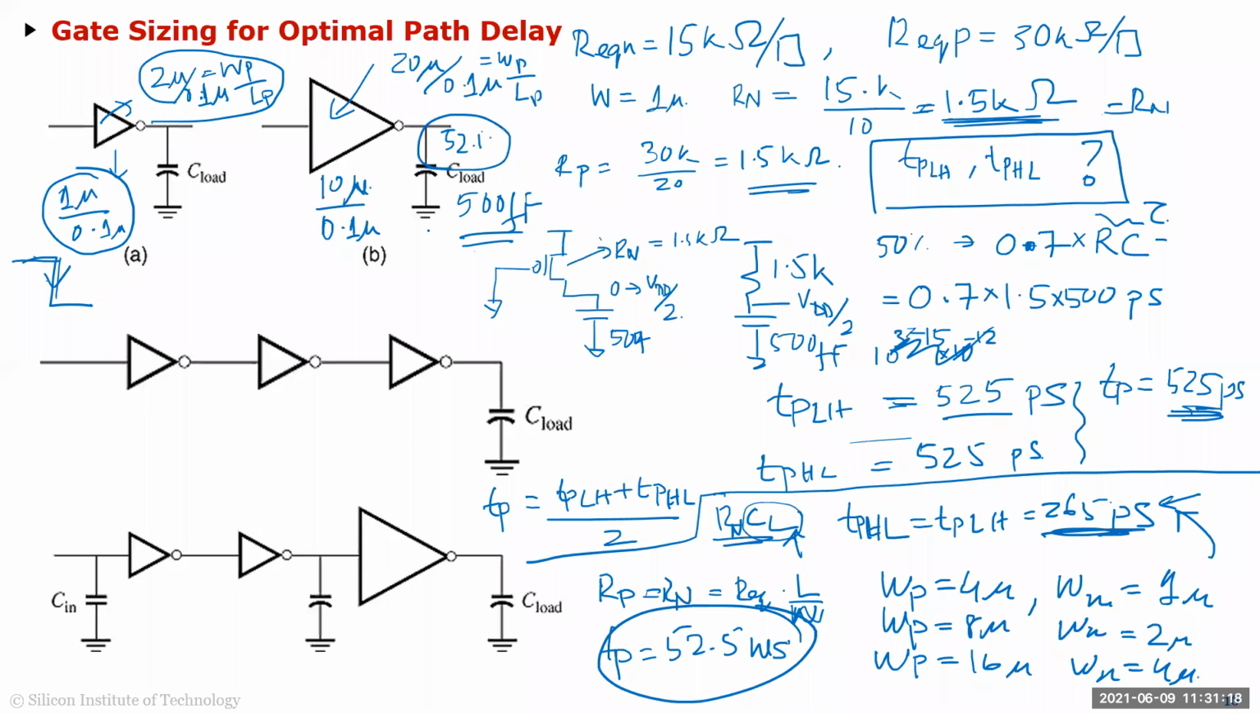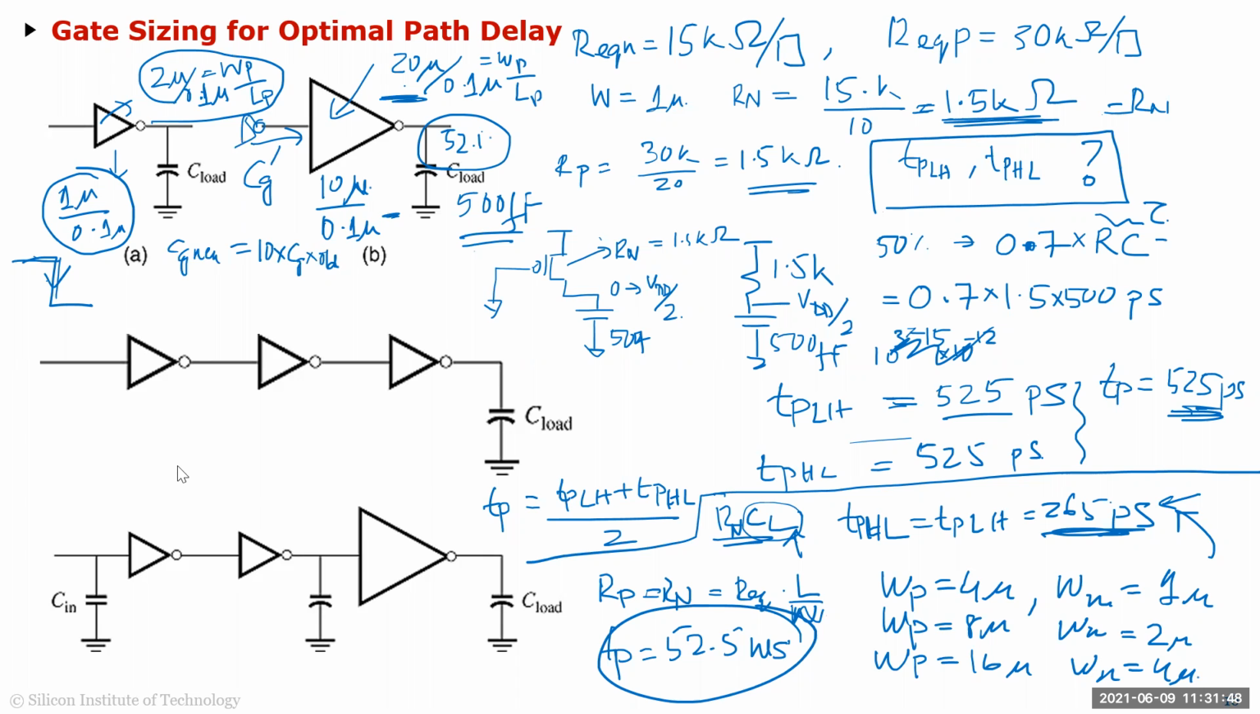So this is what I can do. But what's the problem now? The problem is somebody is driving this guy. Suddenly now the gate capacitor has increased 10 times, right? So this CG new now is 10 times CG old, which means that the gate which was driving here is going to be 10 times slower now, right?